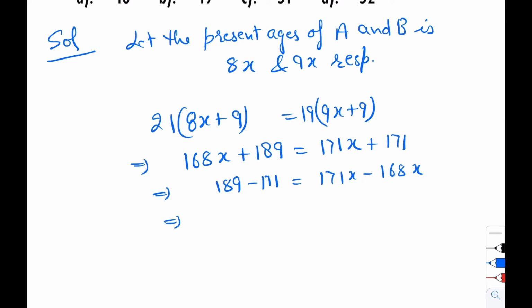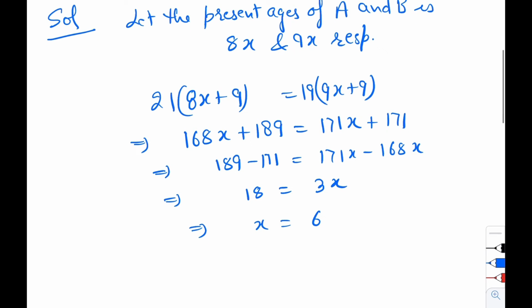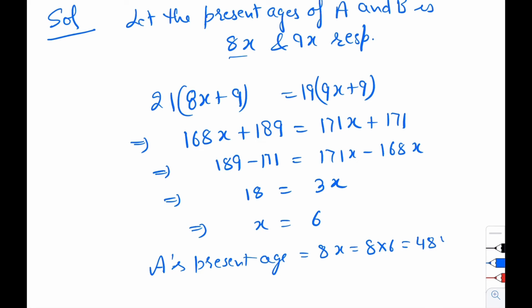So 18 is equal to 3x. This implies x equals 6. Now x equals 6. So A's present age, we can write like that, A's present age equals 8x. This is equal to 8 into 6 equals 48 years.